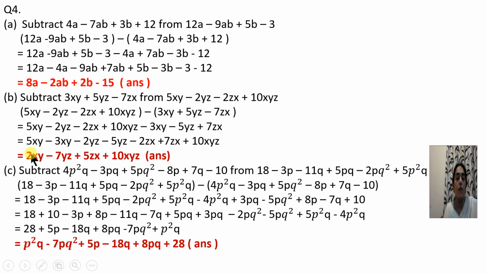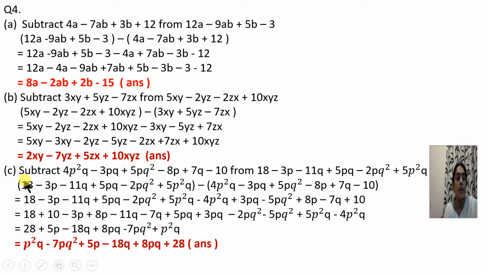Now when we simplify, here it is plus 5 minus 3. Signs are different. So you subtract, you get 2xy. Signs are same, so you add. So it will be minus 7yz. Here the signs are different again. So you subtract. 7 minus 2 is 5. Positive sign, so plus 5zx. And this will remain as it is, plus 10xyz. This is the answer.